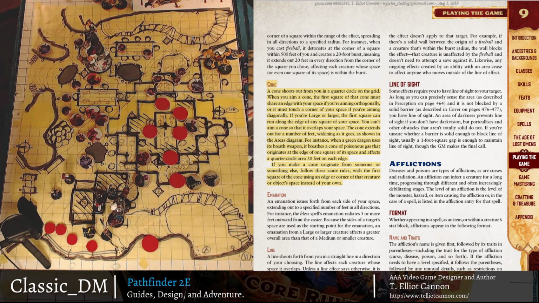The cone extends out for a number of feet, widening as it goes, as shown in the area diagram. For instance, when a green dragon uses its breath weapon, it breathes a cone of poisonous gas that originates at the edge of one square of its space and affects a quarter circle area at 30 feet on each edge. If you make the cone originate from someone or something else, follow the same rules with the first square of the cone, using an edge or a corner of the creature or object's space instead of your own.